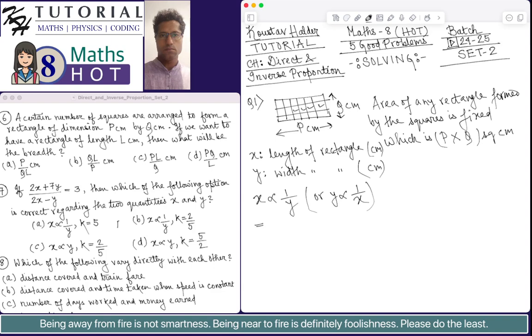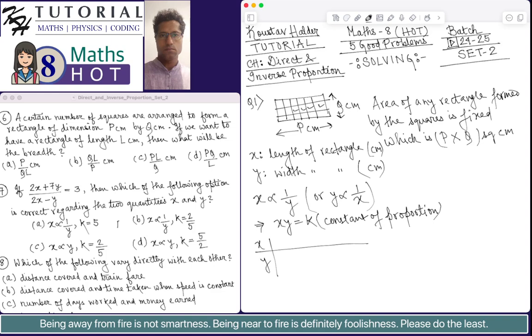So we know that when two quantities vary inversely with each other, the product of them is a constant. So we have xy is a constant, which is known as the constant of variation or proportion. So now we can quickly create a table of x and y.